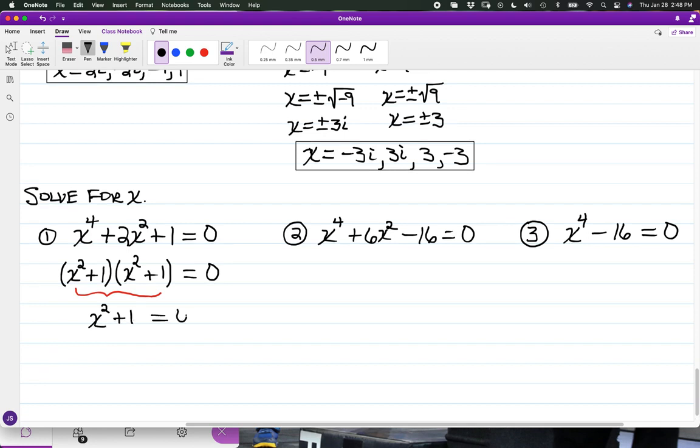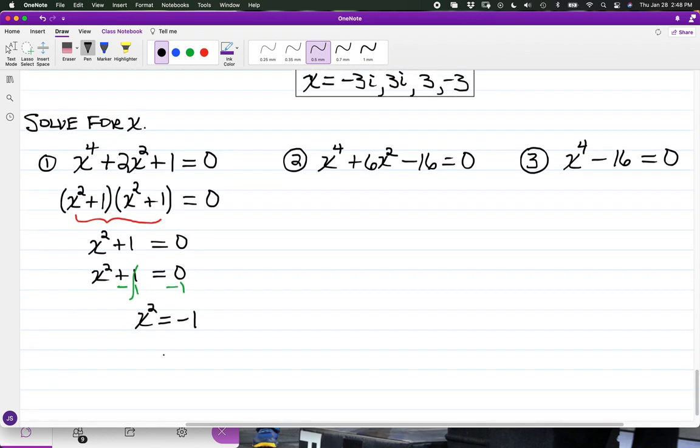Okay, so you have x squared plus 1 is equal to 0. And if I isolate the x squared term, upon taking 1 away from both sides, we're going to have x squared is equal to negative 1. And with the square root property of equality, we have x is equal to plus or minus the square root of negative 1. And so we're going to have x is equal to plus or minus i.